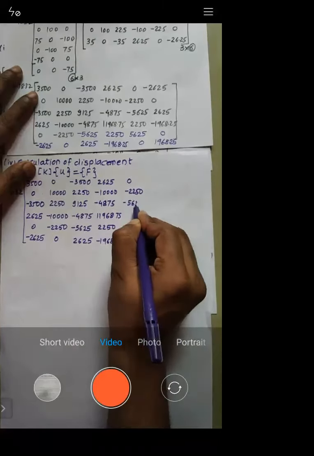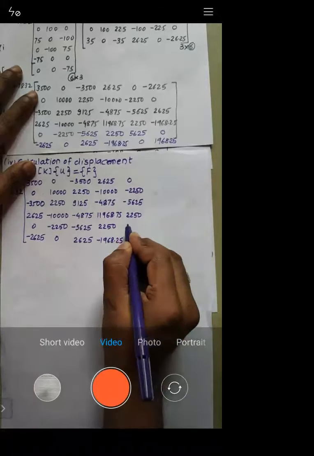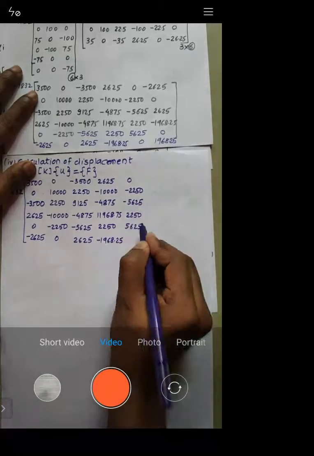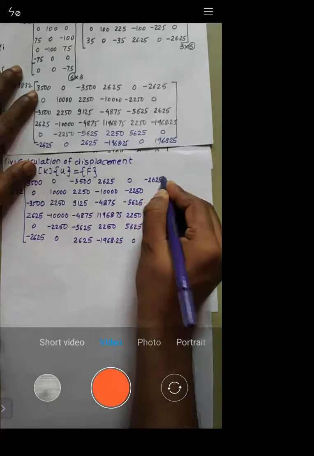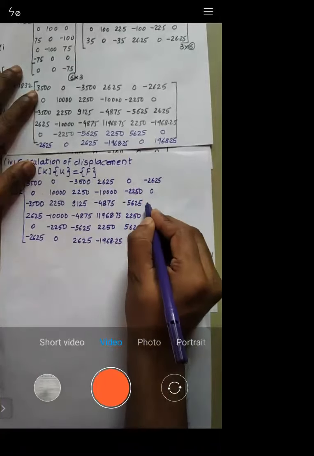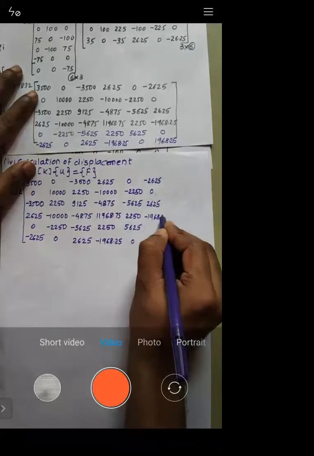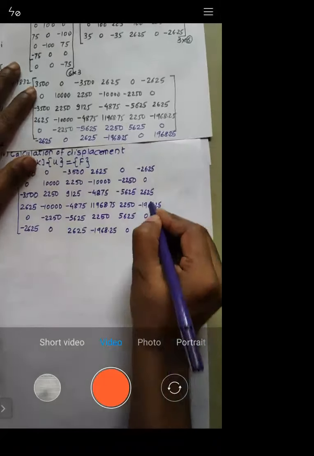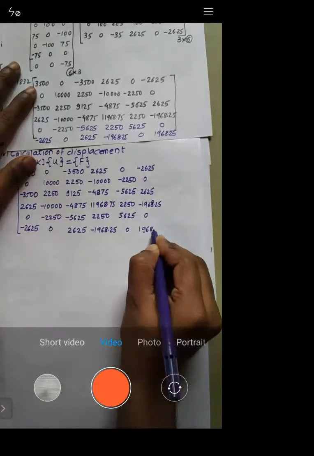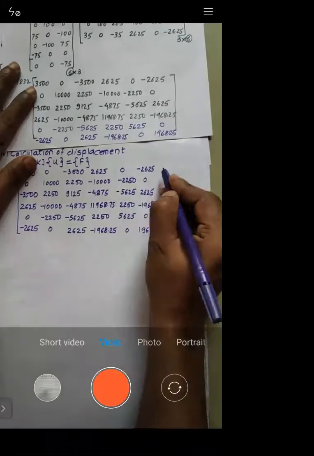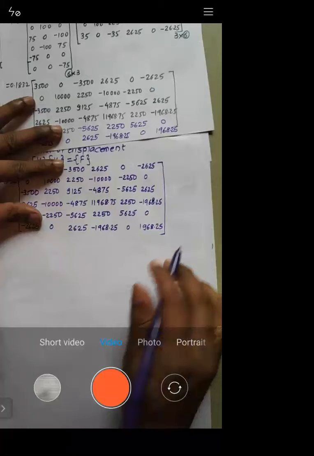Okay, then this is 0, minus 2250, minus 5625, 2250, 5625, then you have 0, then this is minus 2625, 0, 2625, minus 1968.25, 0, okay, and 1968.25. Okay, so this is our element stiffness matrix which we have calculated just a time before, right? This is the element stiffness matrix.